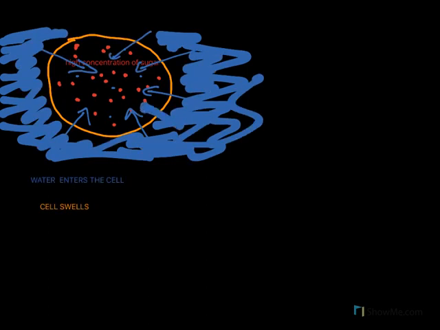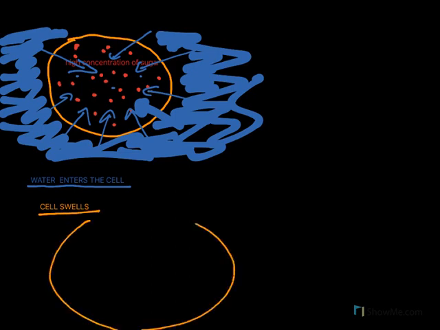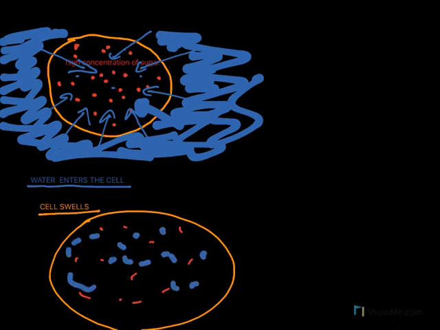Okay, now since the water keeps entering the cell, what do you expect the size of the cell to do? The cell now swells. So we have now a much larger cell with sugar, of course, and a lot of water inside, and hence the cell swells. This is the reason why a cell will swell.